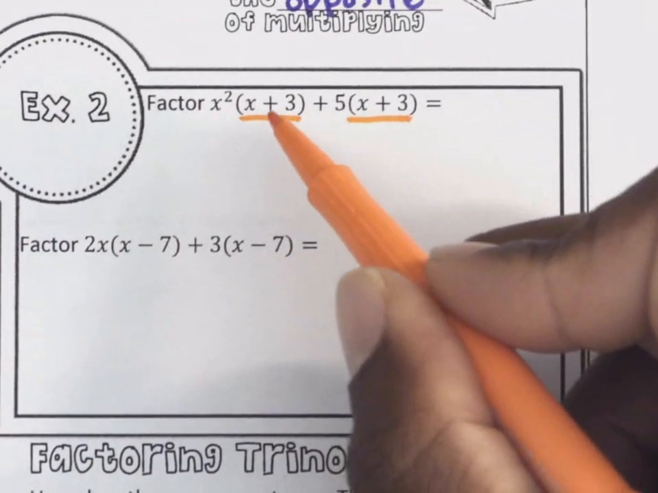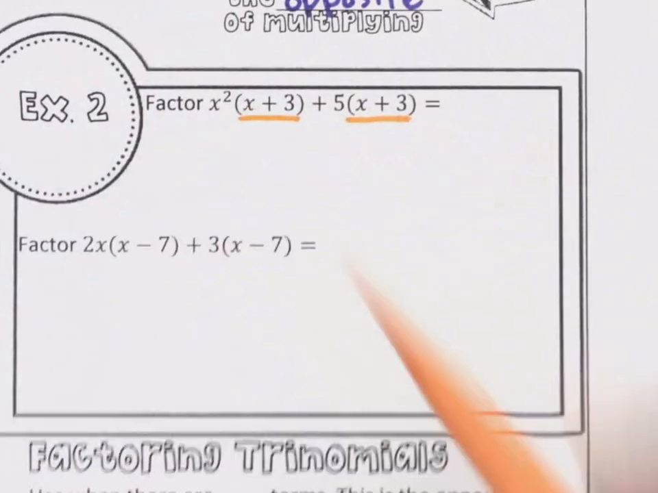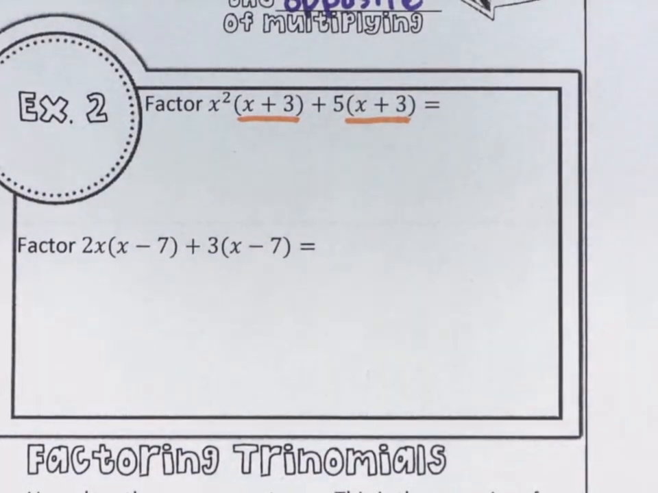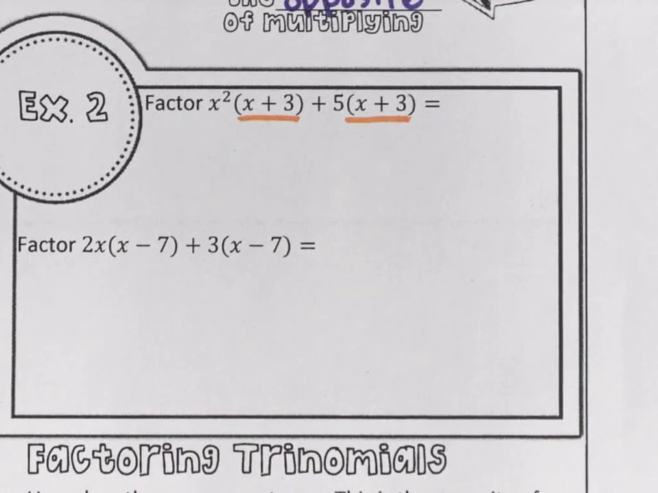Okay, so each term has a factor of X plus 3. It's the same as if each term had a factor of, let's just say it was times 2 times 2. They both got a factor of 2. I can take that 2 out, right? Process is the same. Each one has X plus 3 as a factor, so we can factor that out.